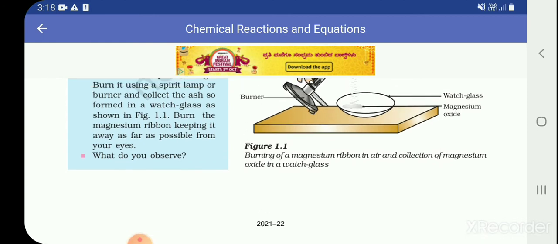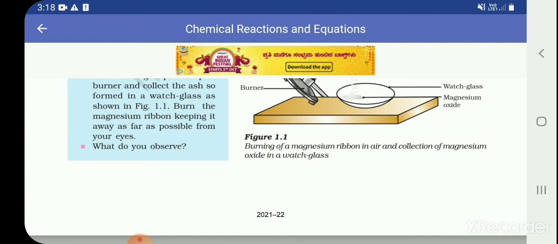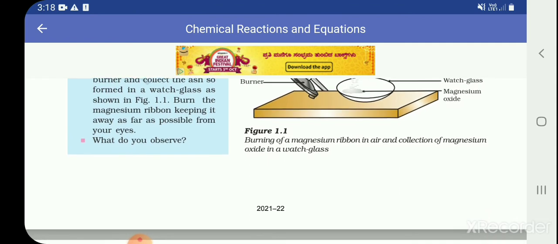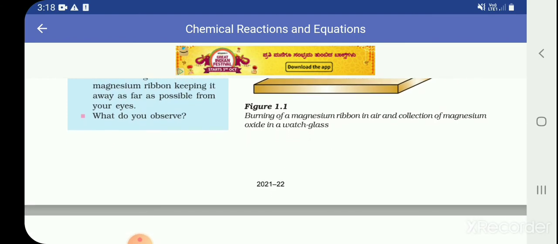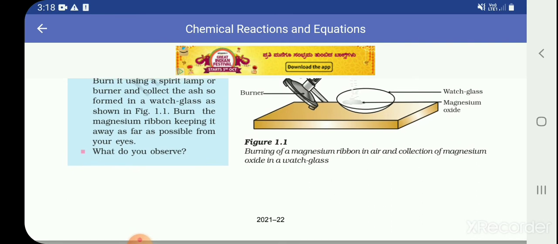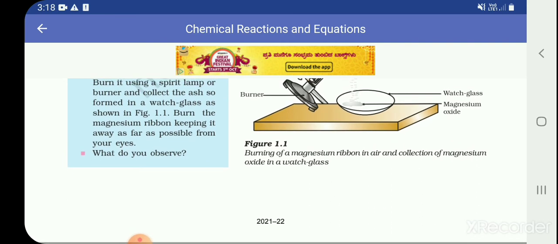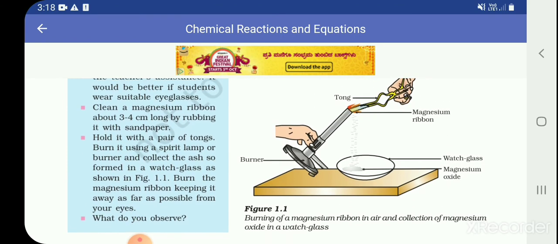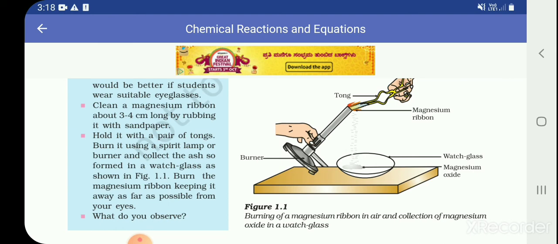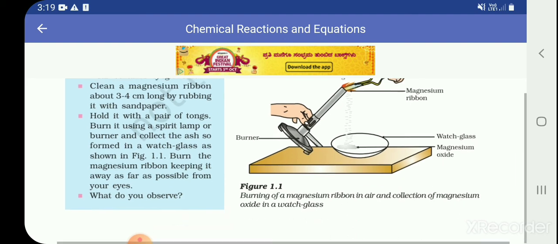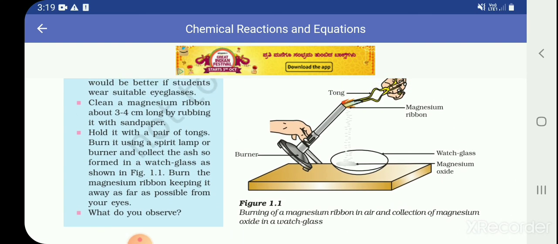They burnt it over the spirit lamp and collected the ash, as shown in figure 1.1. Burn the magnesium ribbon, keeping it as far as possible from your eyes. What do you observe? Here is the tongs, burner, magnesium ribbon, watch glass, and magnesium oxide. This is figure 1.1. Burning of the magnesium ribbon is there, and collection of magnesium oxide in a watch glass. So, this experiment we have seen here.